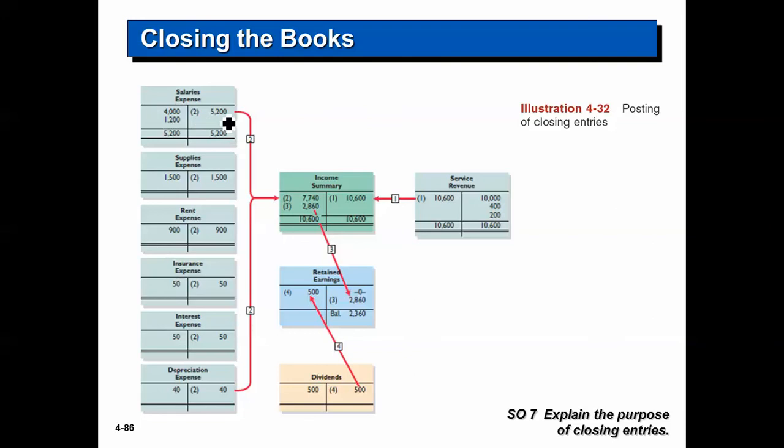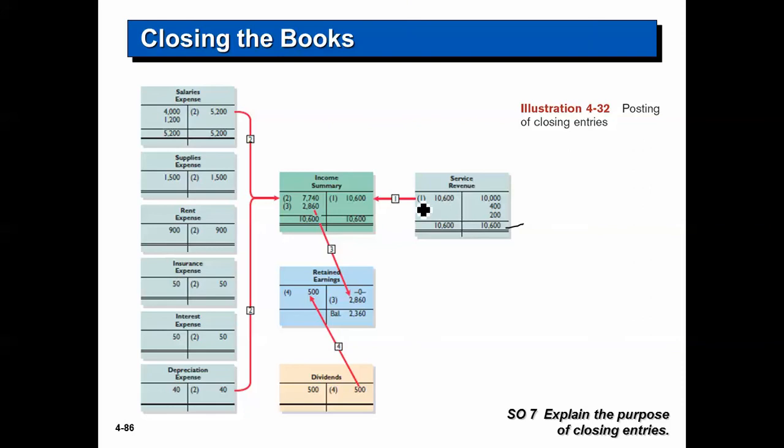Salary expense was debit 5,200. I'm going to credit it 5,200. I have zero. Supplies expense was 1,500. I'm going to credit it 1,500. So debit 15, credit 15. It's zero. Rent expense, insurance expense, depreciation. Same thing with service revenue. Service revenue had a credit balance of 10,006, but remember in the first journal entry I debited it 10,006, so it has equal debits, equal credits, zero balance.